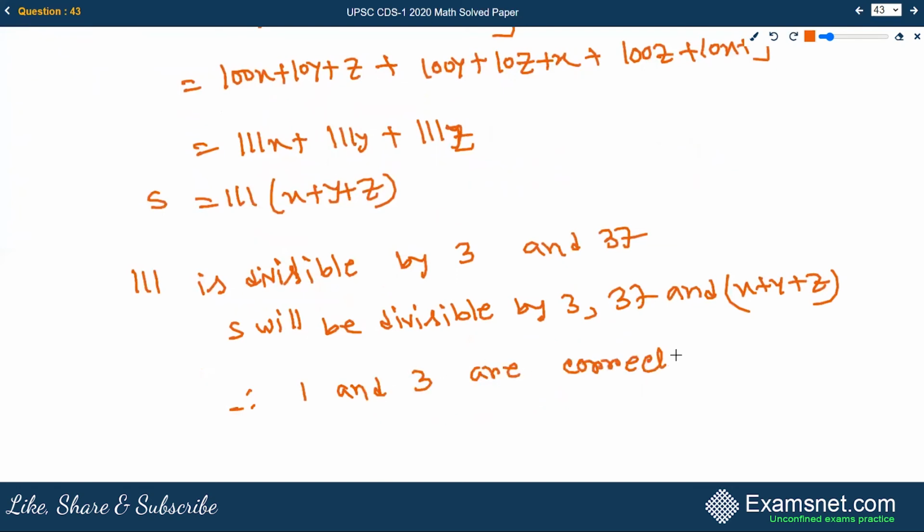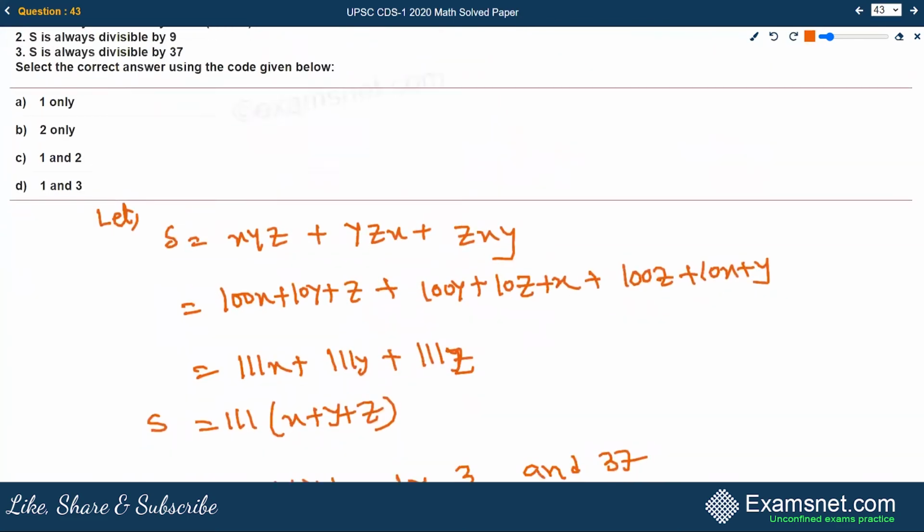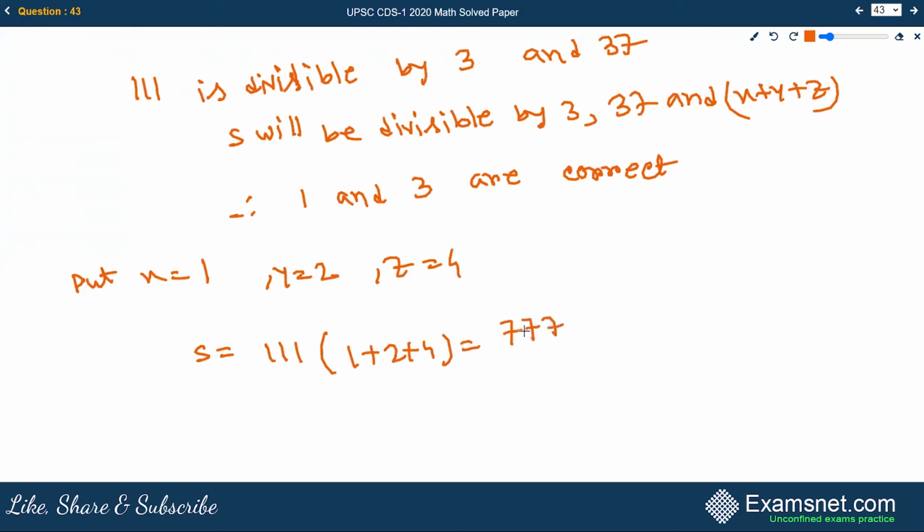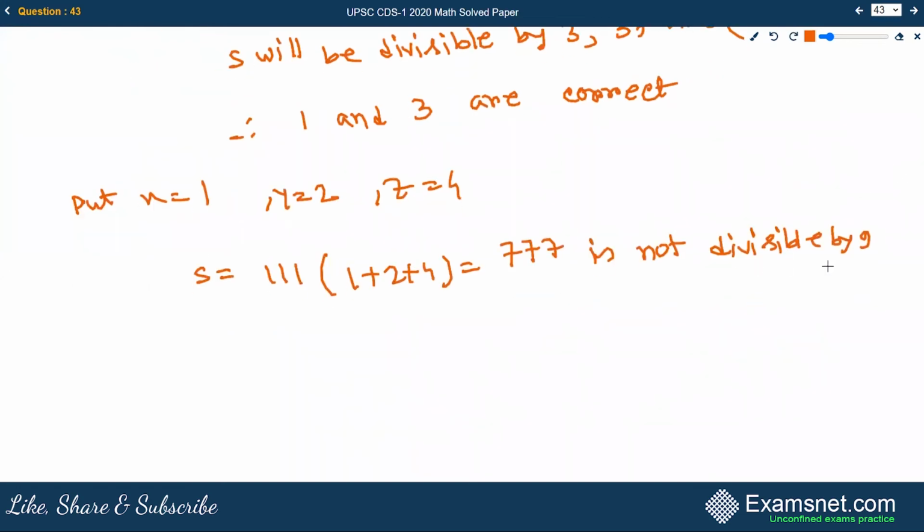Now let's focus on the second statement. S is divisible by 9. Let's put x equals 1, y equals 2, and z equals 4. So S becomes 111 times (1 plus 2 plus 4), that is 777. So 777 is not divisible by 9. So we got a number which is not divisible by 9.